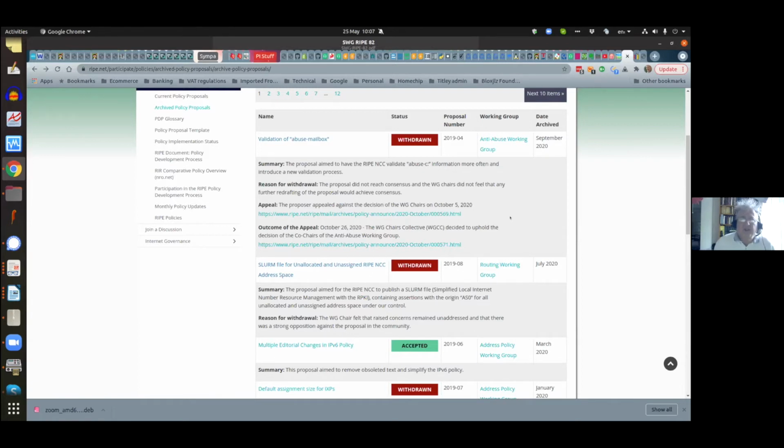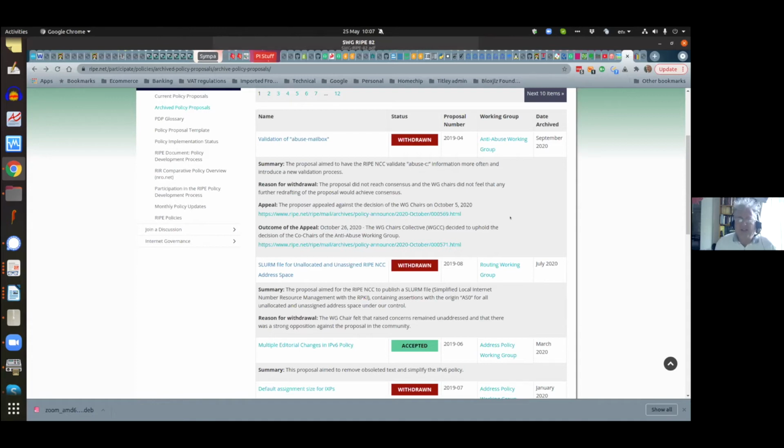Now, the working group argued about this for, well, as you can see, nearly 2 years. Or at least 18 months, and didn't reach consensus, and so it's been withdrawn. The proposer wasn't particularly happy about this. They used the appeals process. The appeal was thrown out.